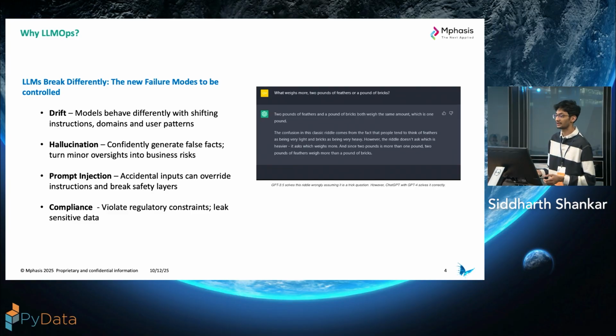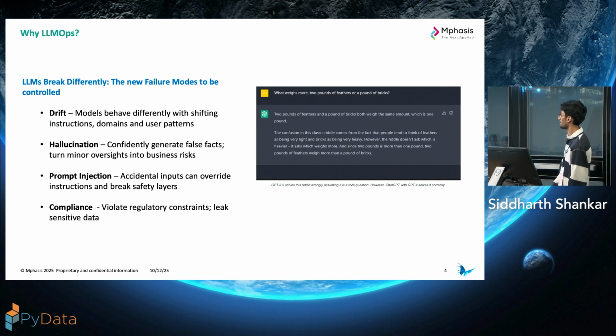One is drift. Drift is something that you see in traditional ML models. You can see data drift or basically some change in distribution. But if you look at LLMs, models behave differently, with things that shift differently, which is instructions or the domain that the LLM has been adapted towards, and various user or prompt patterns that the LLM detects.